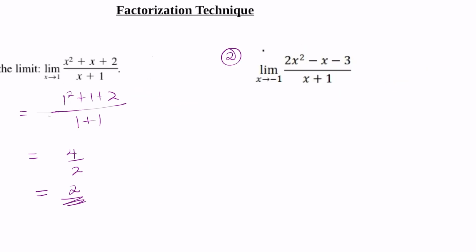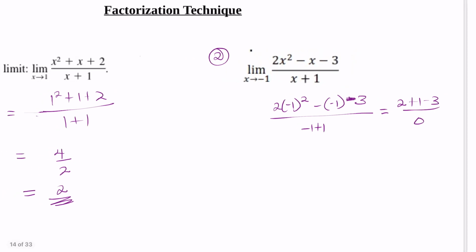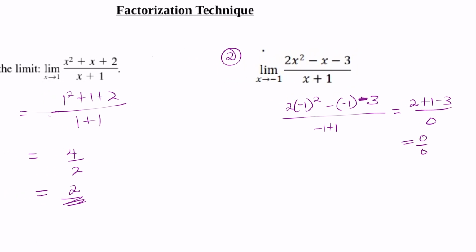Question 2. In this case, if we apply direct substitution, we get 2 times negative 1 squared minus negative 1 minus 3, divided by negative 1 plus 1. So this gives us 2 plus 1 minus 3 divided by 0. And this ends up giving us 0 over 0, which is indeterminate. So because this is the indeterminate form, we need to use a different method. The method of substitution did not work. So which other method can we use?